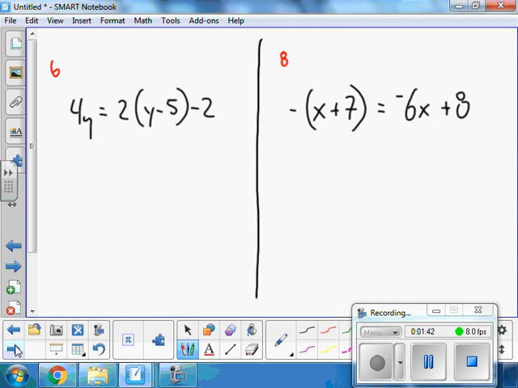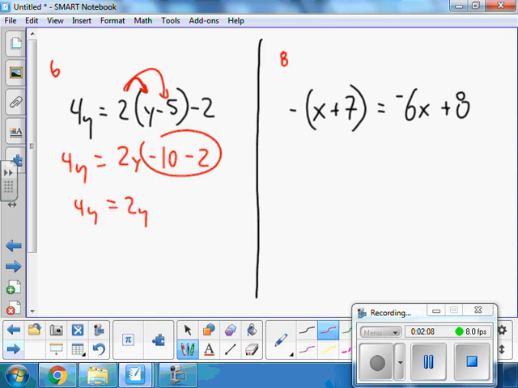This one, I'm going to do the number 6 with you to make sure we're set, because the first thing I'm going to do is I need to clean up both sides. So 4y is good, but I'm going to distribute this 2. So it's 4y equals 2 times y, which is 2y, 2 times negative 5, which is minus 10, minus 2. And now I can combine these pieces here. So I have 4y equals 2y minus 12.